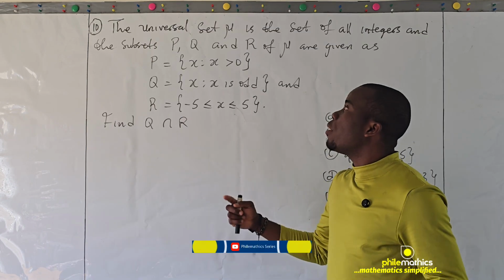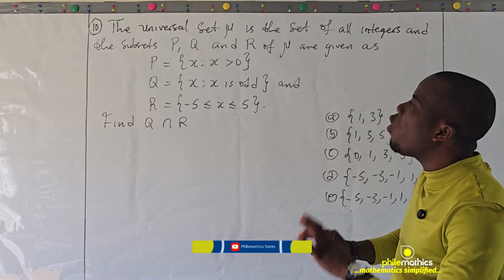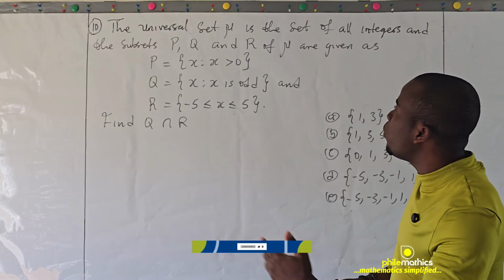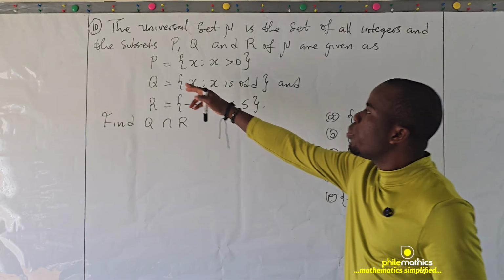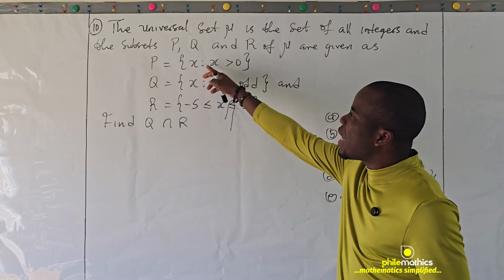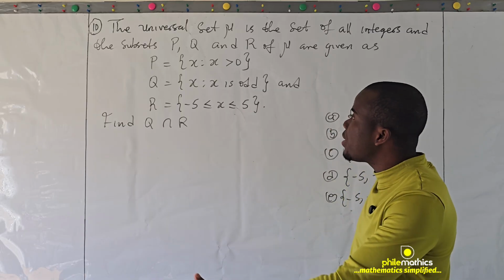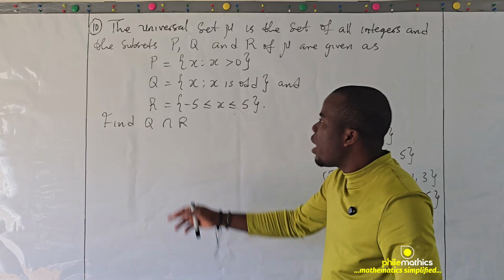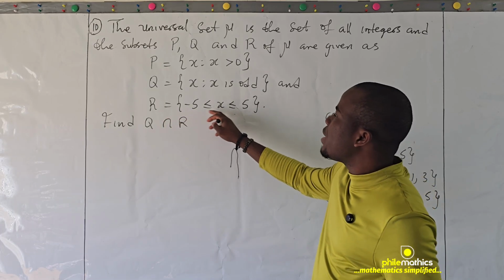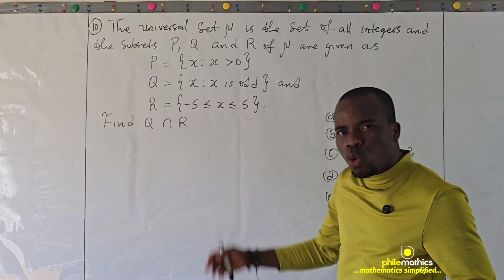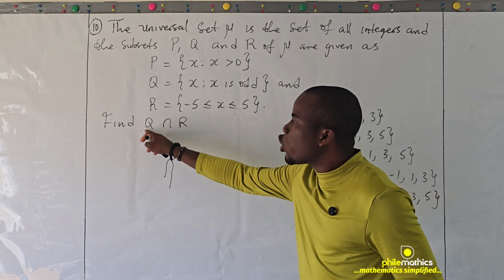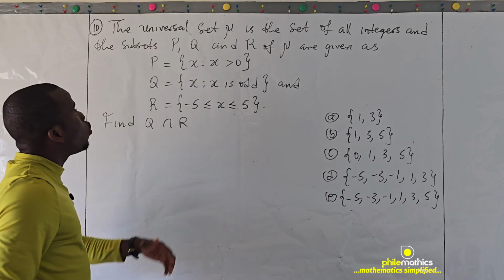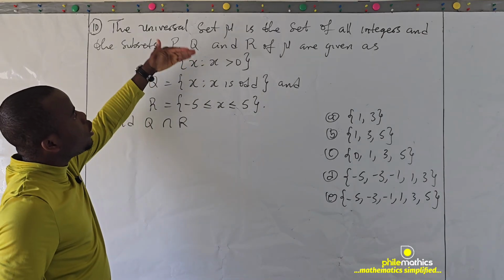The universal set mu is a set of all integers, and the subsets P, Q, and R of mu are given as follows. P are those x such that x is strictly greater than 0. Q are those x such that x is odd. And R are those x such that x is between -5 and 5 inclusive. We are asked to look for Q intersection R. So it will be wise to open up what each of the sets contains.